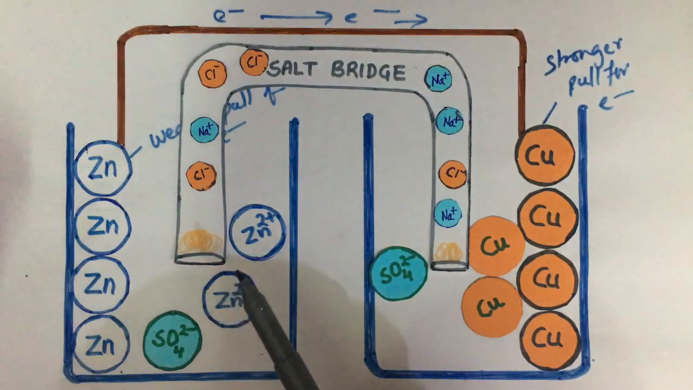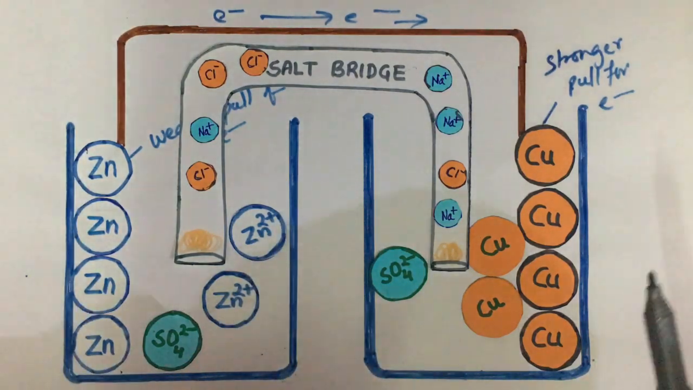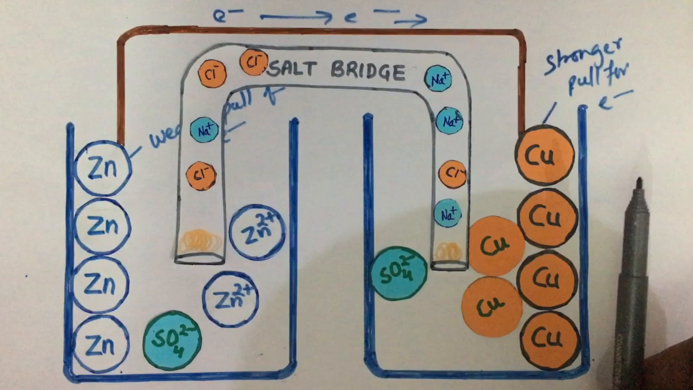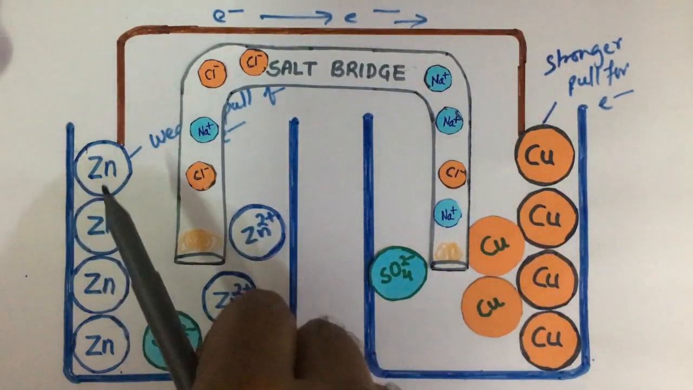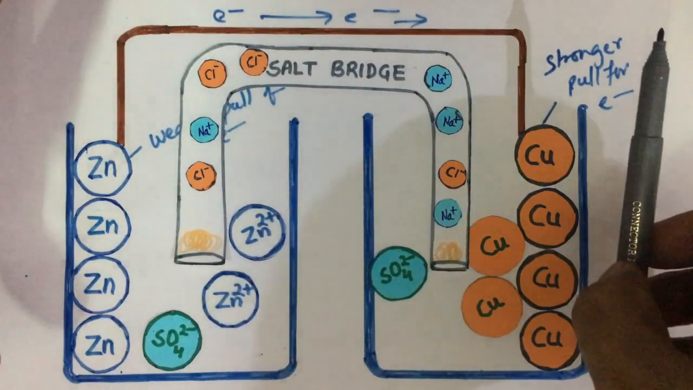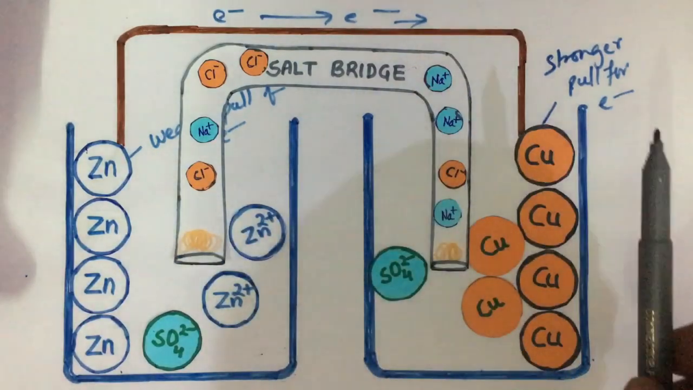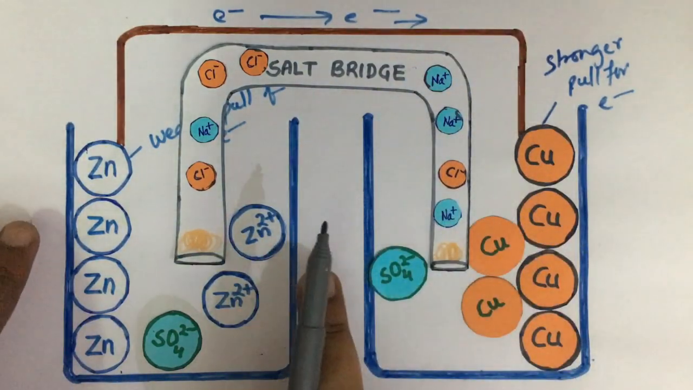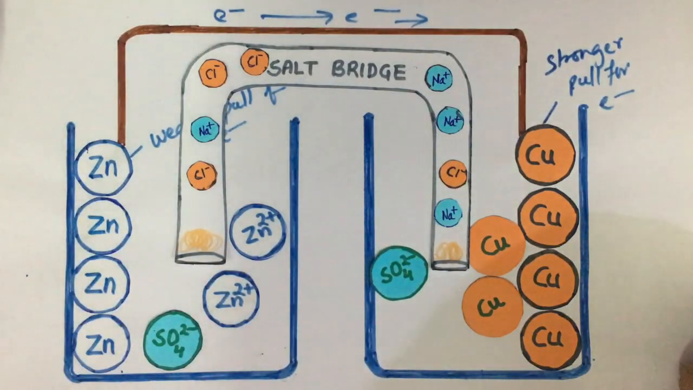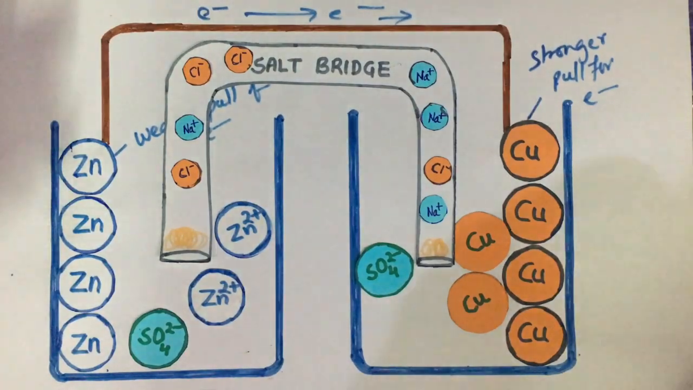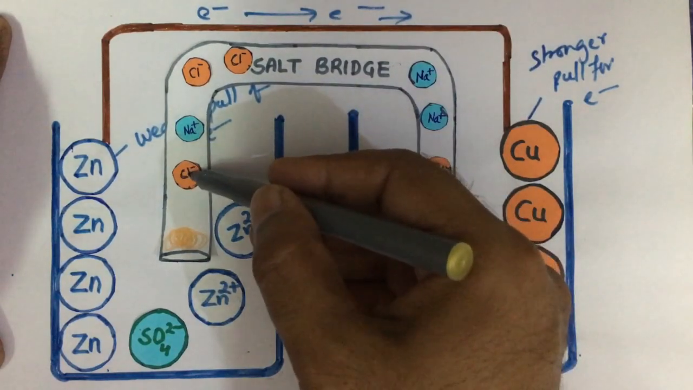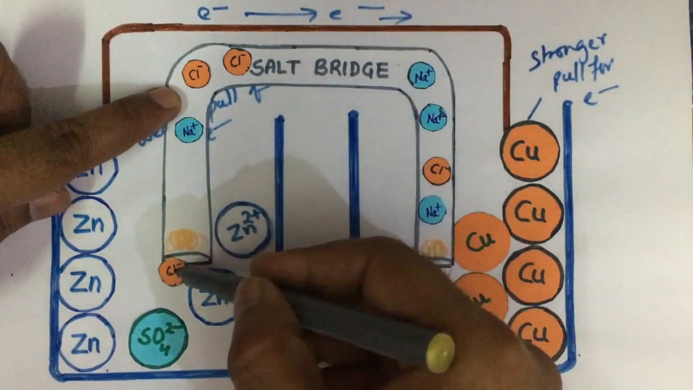Now when the positive charge builds up on this oxidation half and the negative charge builds up on this reduction half, then the flow of electrons becomes very difficult and ultimately the cell stops working, the redox reaction stops. Now to remove this accumulation of negative and positive charge, when the positive charge develops here, an equal amount of negative charge flows from the salt bridge into the cell.